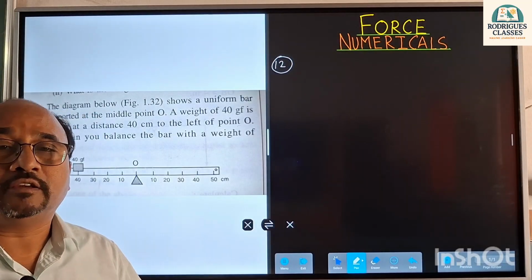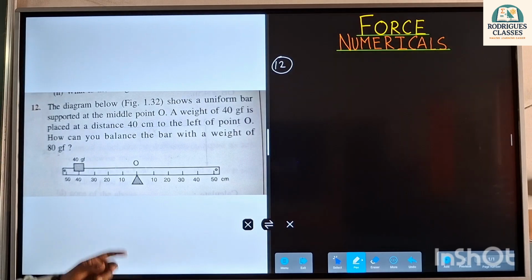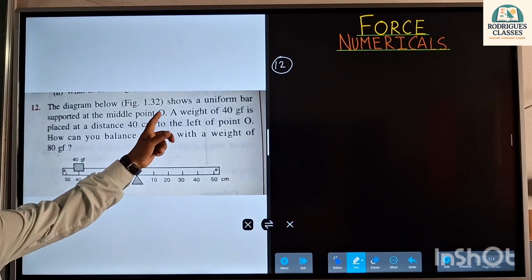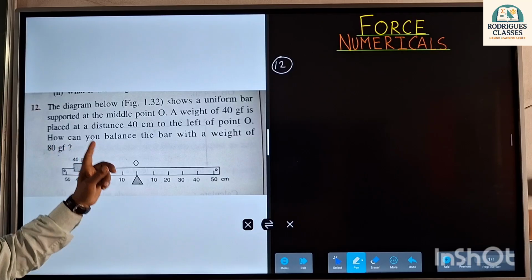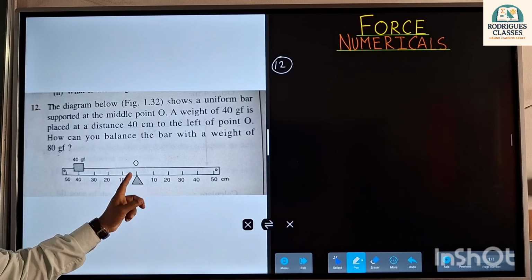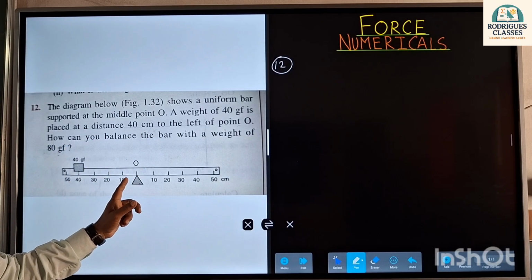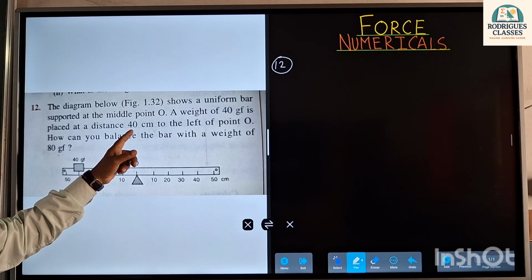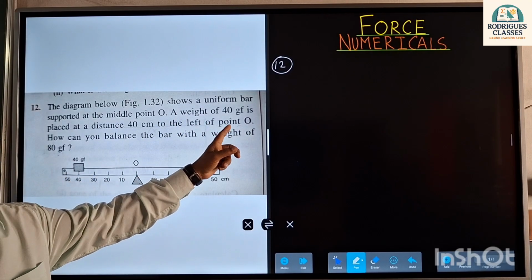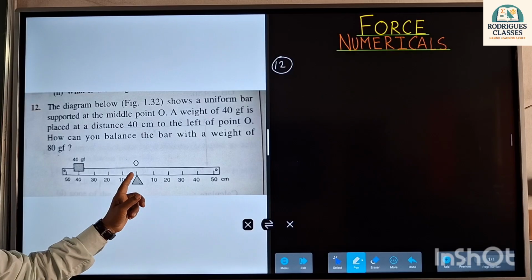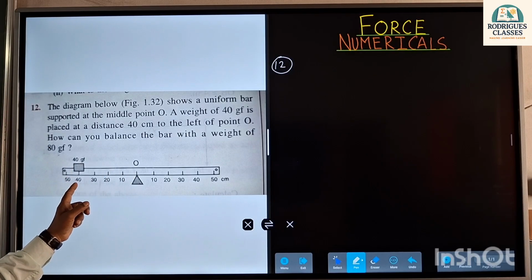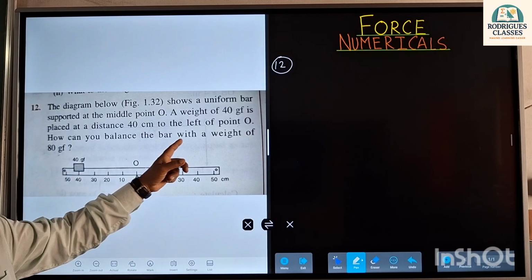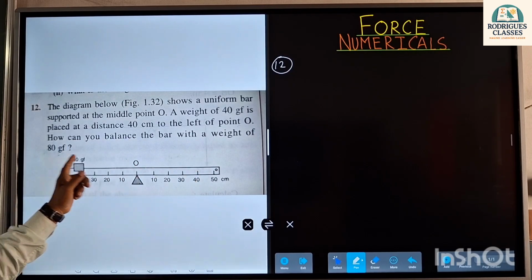So now let us see question number 12. Okay. The question goes like this. The diagram below shows a uniform bar supported at the middle point. So this is the middle point O. It is supported here. A weight of 40 GF is placed at a distance of 40 centimeter to the left of point O. So from point O toward the left at 40 centimeter, it is 40 GF placed. How can you balance the bar with a weight of 80 GF?